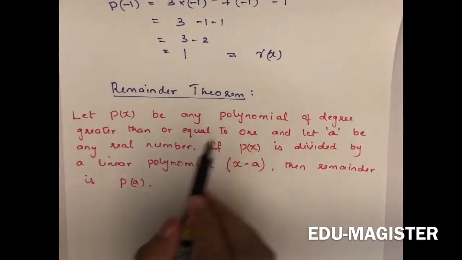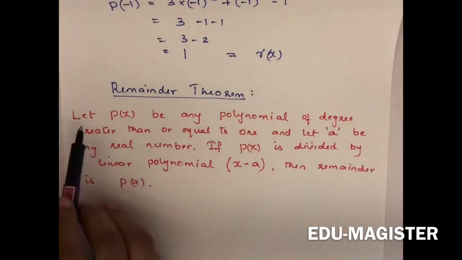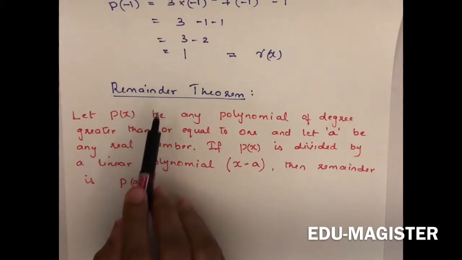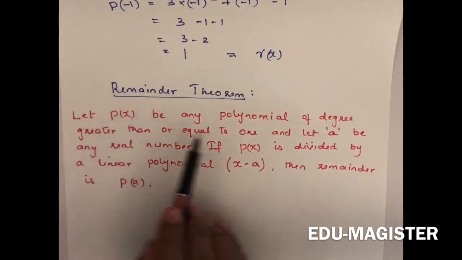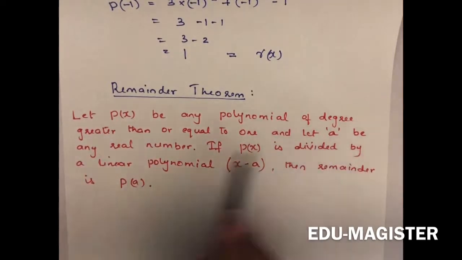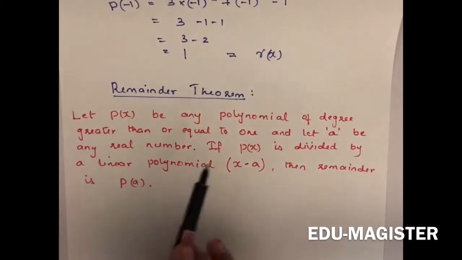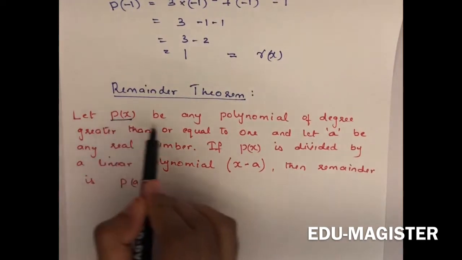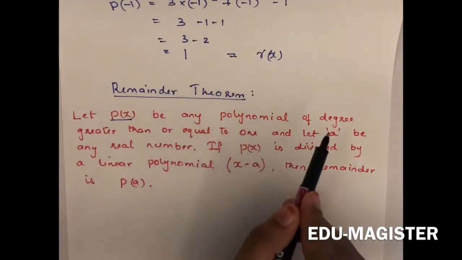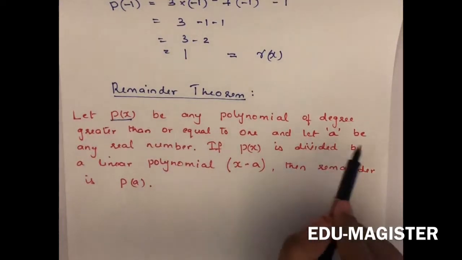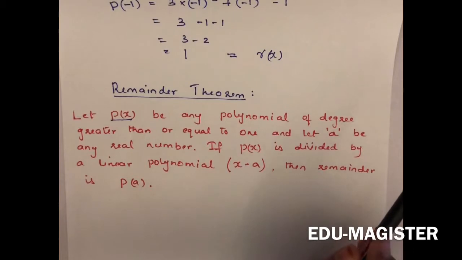So the remainder theorem goes like this. Let P of x be any polynomial of degree greater than or equal to 1, and let a be any real number. This is just an introduction, that is, P of x should be a polynomial of degree greater than or equal to 1, and a, let's consider a as a real number.